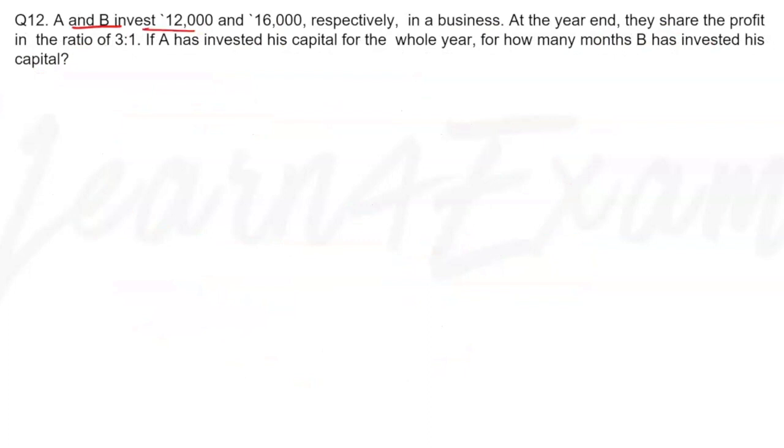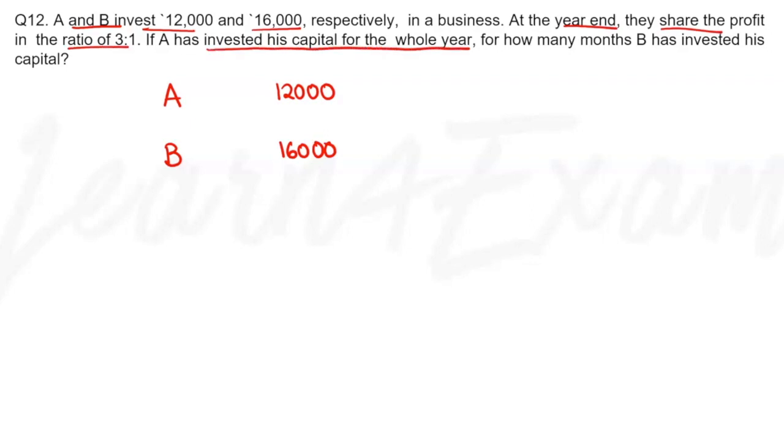Now A and B invest 12,000 and 16,000 respectively in the business. So we have two people, A and B. A investing 12,000, B investing 16,000 in a business. At the end of the year, they share a profit in the ratio of 3:1. If A had invested his capital for the whole year, we need to find out how many months B invested his capital for. So the number of months A invested was equal to 12.